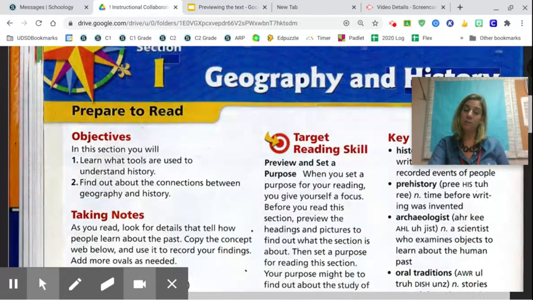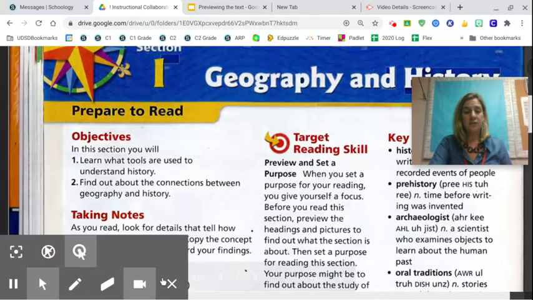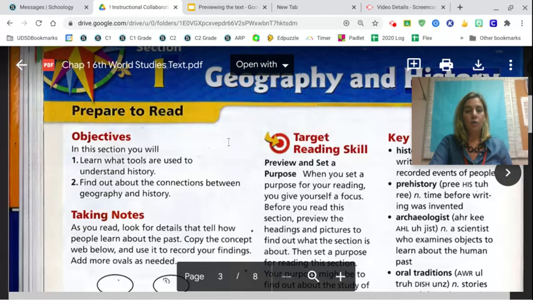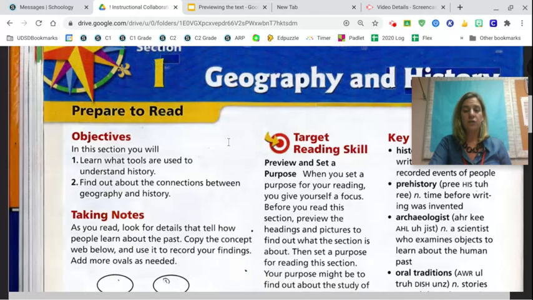And remember, we said you can turn these into your purpose questions. So the first objective is learn what tools are used to understand history. Well, that sounds really interesting to me, and I think I might know some of them. Find out the connections between geography and history. Well, now that I looked at that infographic with people migrating from Africa throughout the rest of the world, I realize that that's important too.